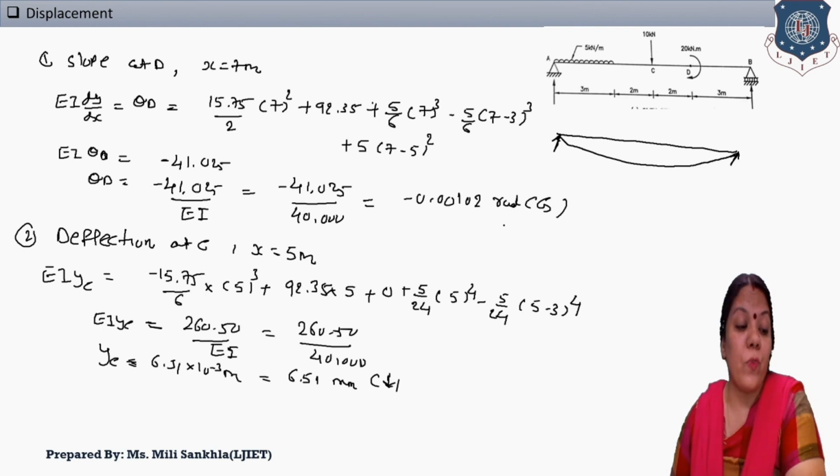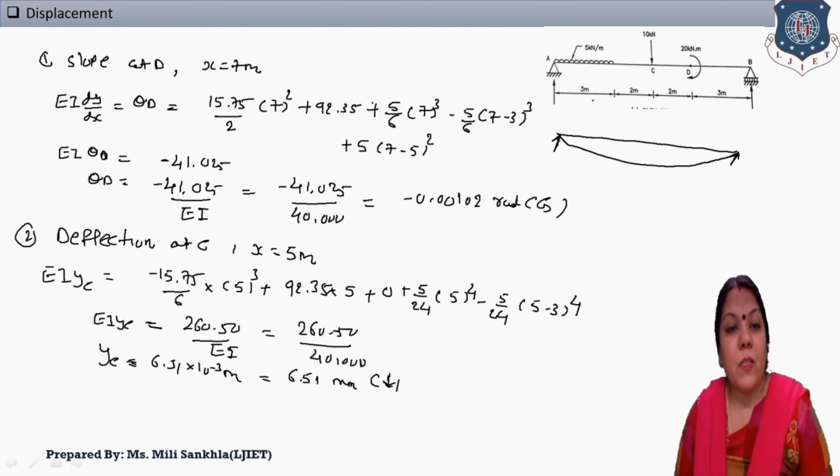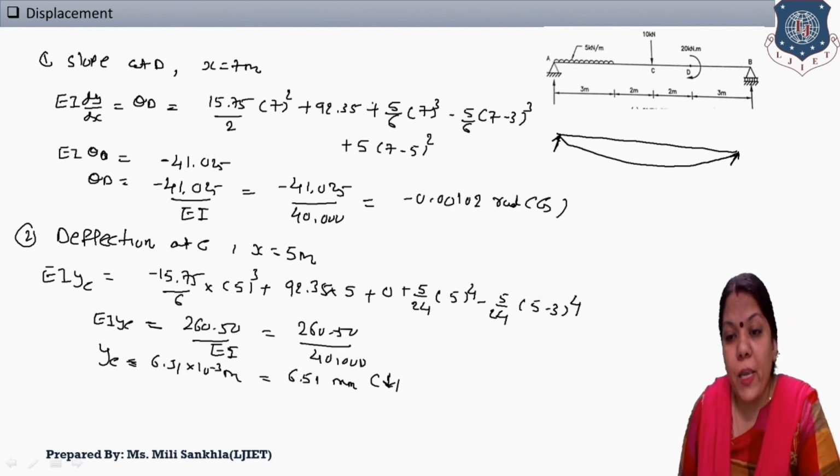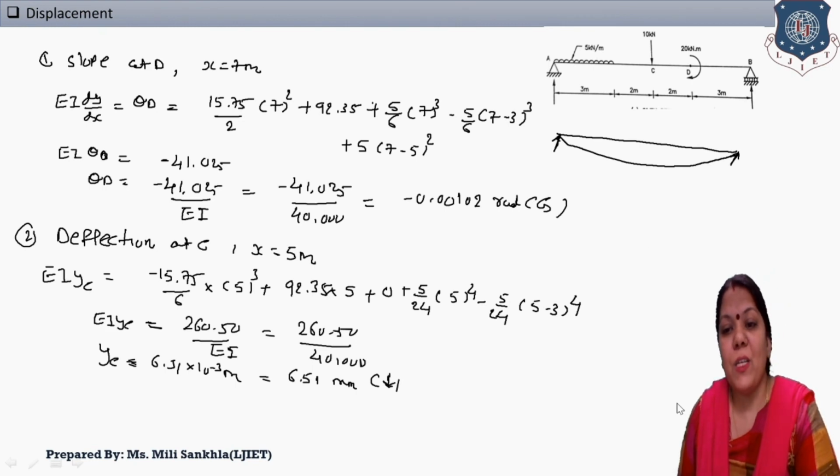Just now we stop this example because our example is complete. In the next session we solve the example of an overhanging beam with the Macaulay method. Today's session is complete.